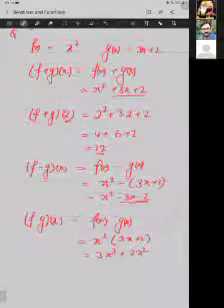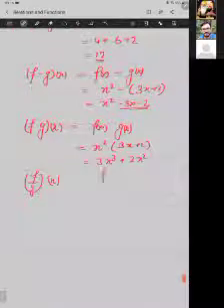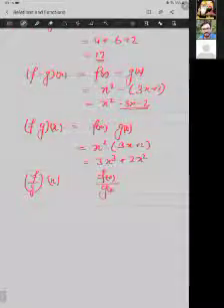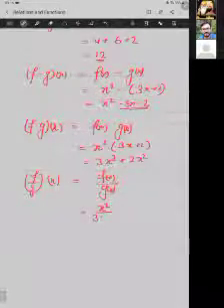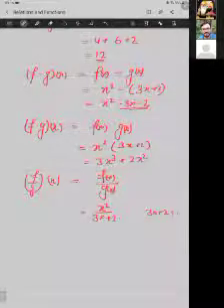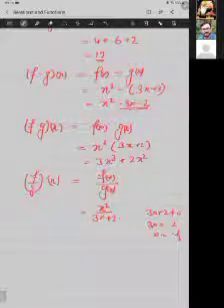Next, if the question comes like this, f upon g x, then we can write it as fx upon gx. So fx upon gx means x square upon 3x plus 2. Keep in mind 3x plus 2 cannot be equal to 0. So 3x cannot be equal to minus 2. x should not be equal to minus 2 by 3. So this will be the ultimate thing which we need to keep in mind.